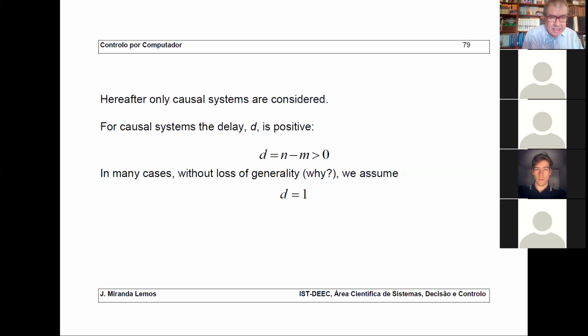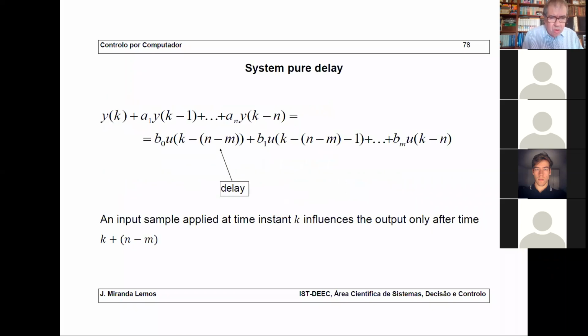In many cases, I'm going to take as delay 1. And I say this is without loss of generality. Suppose that you have a system that has delay 2, but I assume it's delay 1. So what is happening? Suppose that n minus m is nominally 1, but the system has delay 2. So how can I save the situation in terms of the model?